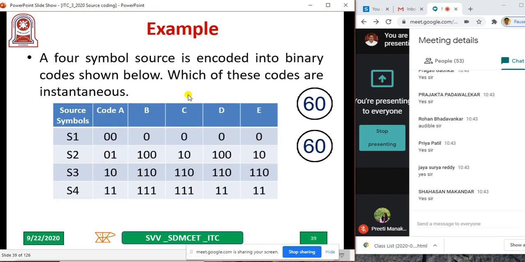Note this down. A four symbol source is encoded into binary codes shown below. Which of these codes are instantaneous?